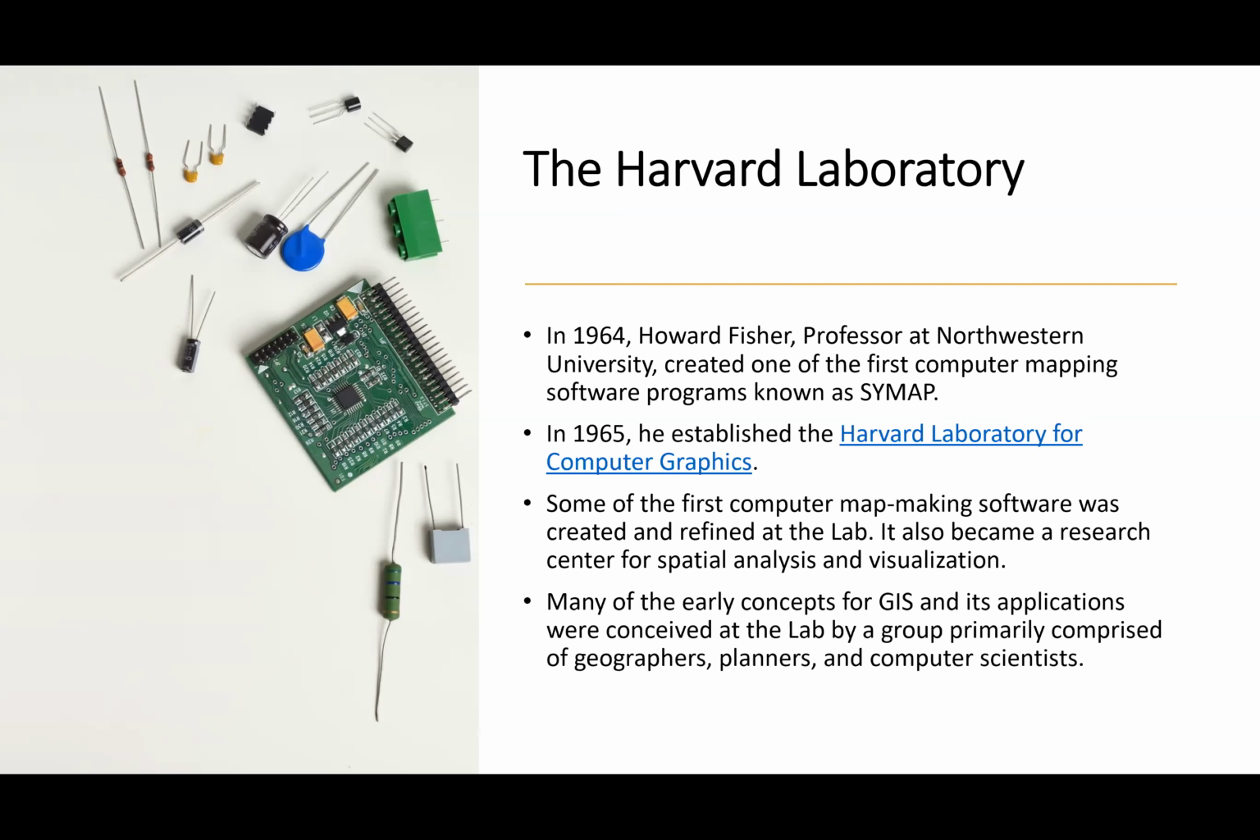Many of the early concepts for GIS and its applications were thought about, created, and tested out at the lab by a group comprised of geographers, planners, and computer scientists. You can see how different specialties came together to create something like this. Geographers, people that know the lay of the land, planners that know what is allowed to happen on land or to create administration and designation of land. And then computer scientists: how do we do this in a computing fashion?